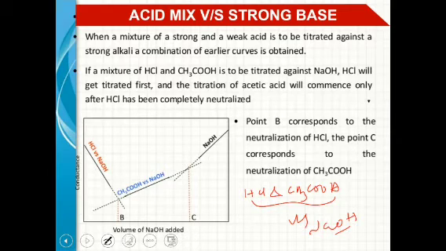See, this is the graph. While drawing it based on the values of conductance and the volume of NaOH, initially it will show a high conductance value due to the presence of HCl. We know very well that HCl is a strong electrolyte, so that is why it will show a high conductance value.